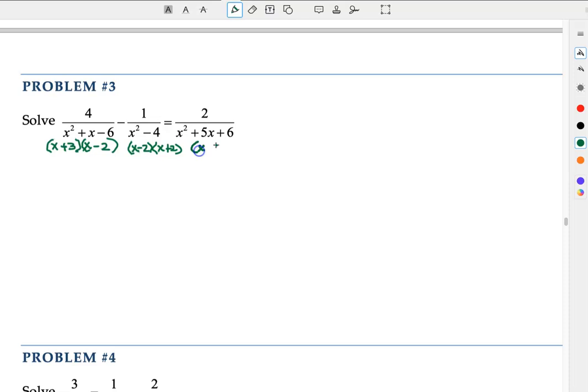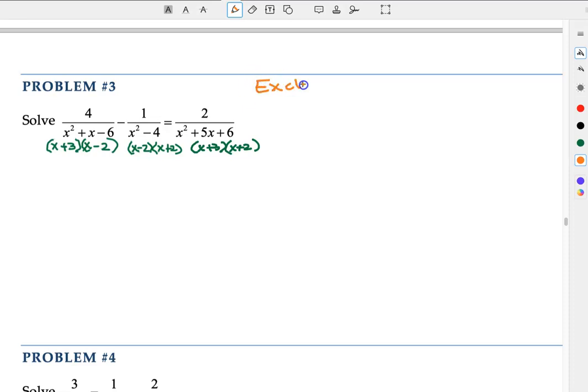Do you have another option? Yes, right? What do we want to use here? What multiplies to be 6 that adds to be 5? How about positive 3 and positive 2? That looks better. Okay, so now that everything's factored, we've got to figure out what our excluded values are and then what our LCD is.